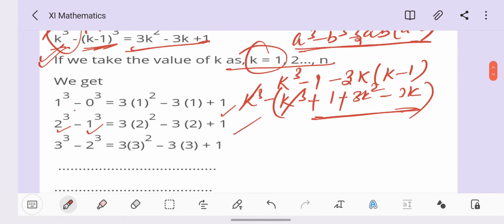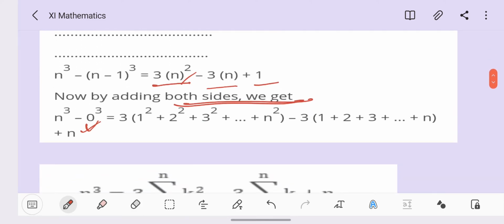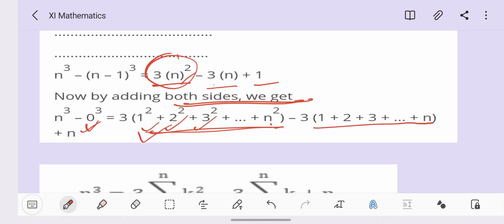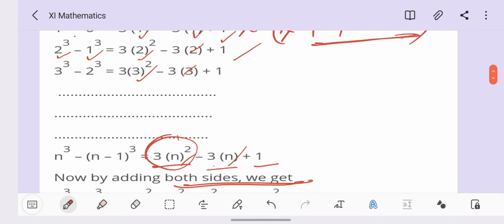Look at the numbers here. It is 1 square, 2 square, 3 square till n square. Separately we are adding, okay? So the square terms will come into the 3n square category. Then minus 3n, so 3 minus 3 into n. Here n means 1, 2, 3, till n we are going.